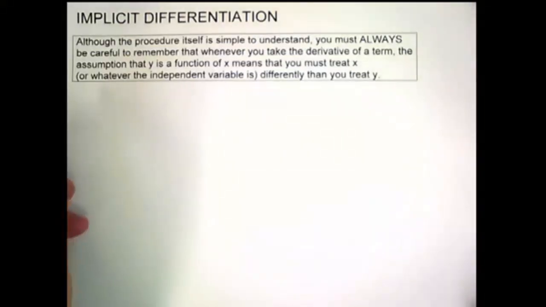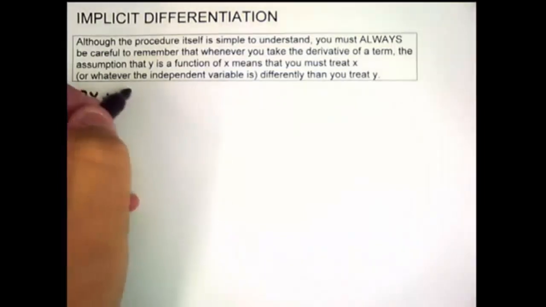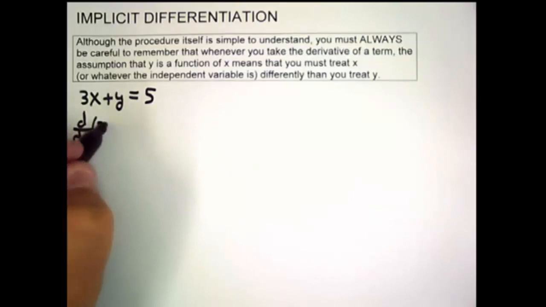Let's look at an example just to sort of make that point. Suppose I have 3x plus y is equal to 5. According to our 3-step process, we need to take the derivative of each term.